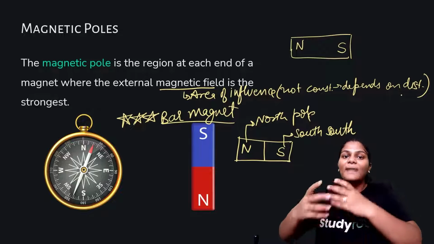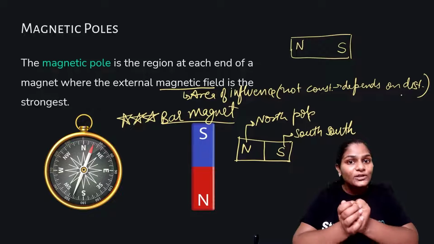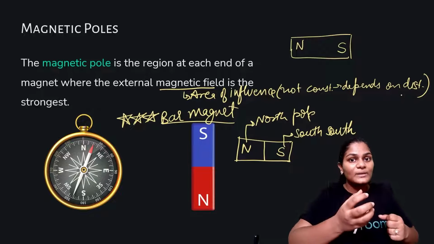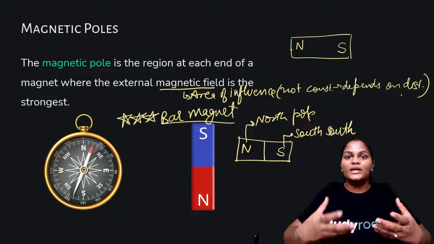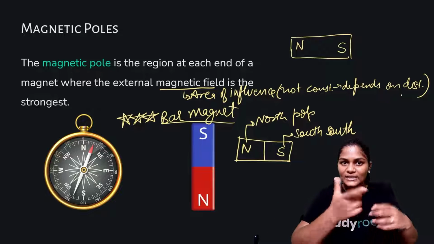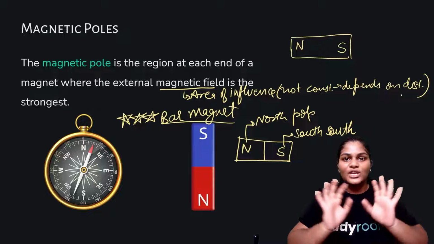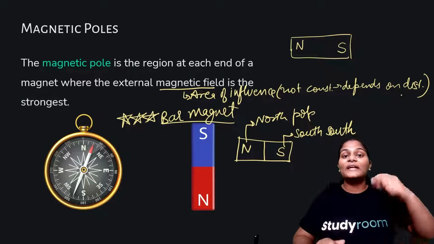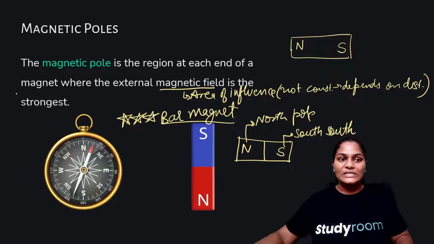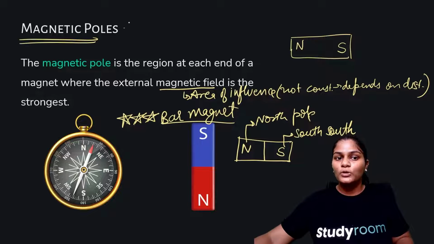So like that, magnetic field also, the strength of the magnetic field. Now magnetic field means the area of influence or the influence of the magnet. So what is a magnet? A magnet is a bar, or it can be shaped in any form or shape, and it has two poles. You need to know, this is very important, that it has two poles, the north pole and south pole.